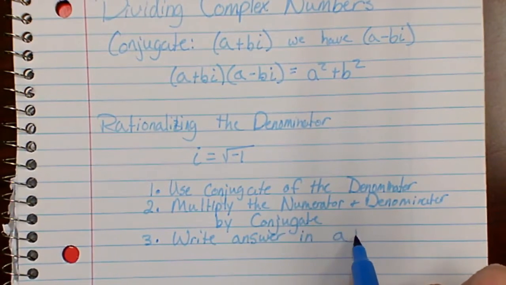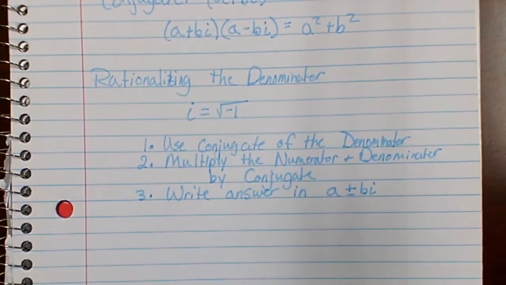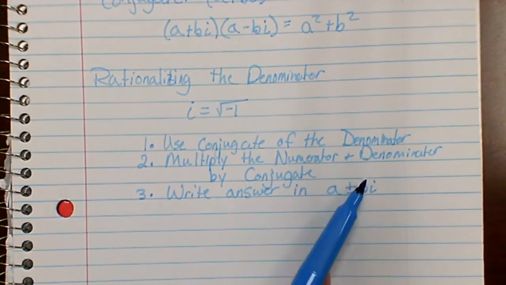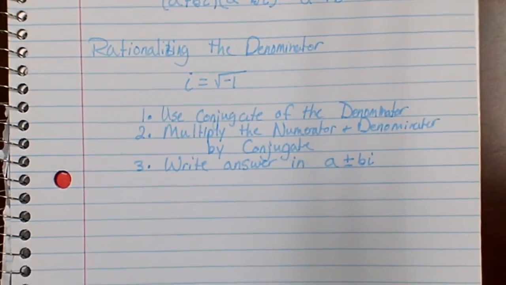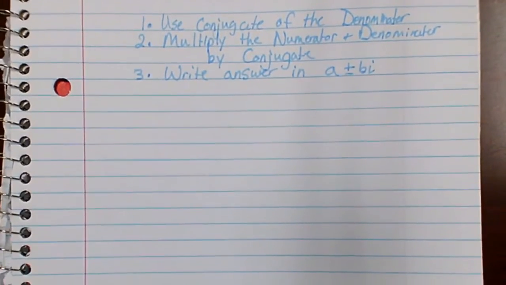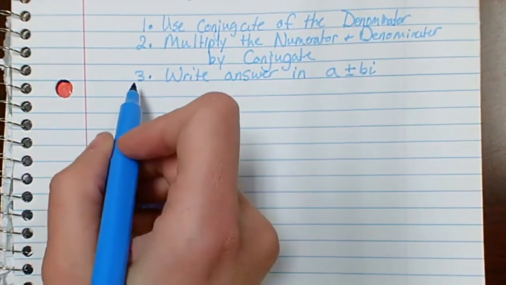Write the answer in the form of a plus bi, or a minus bi. And I'm pretty lenient about this, because I have seen answers not written in this exact form, where you have a real part plus or minus an imaginary part. So I'll show you what I mean on this. If you're my student, I take either way. So let's look at some examples.